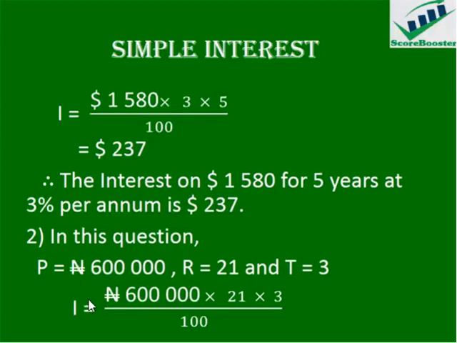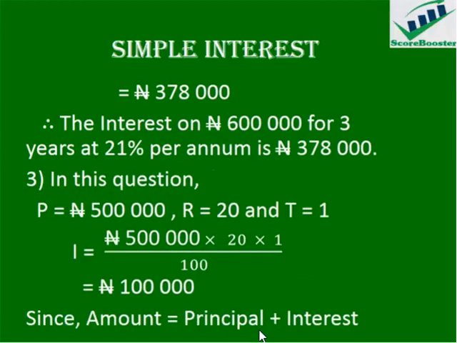And the formula for interest is what? Your principal multiplied by your rate multiplied by time, everything divided by 100. So that's why we have 600,000 multiplied by 21, which is the rate, multiplied by 3, everything divided by 100. And if this is calculated using your calculator, you have 378,000 naira. So the interest on 600,000 naira for 3 years at 21% per annum is 378,000 naira. That's just the conclusion. It's as simple as that.